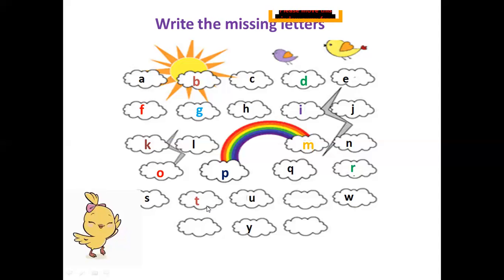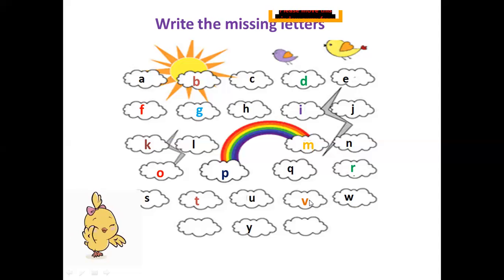And after T, our next letter is U, which is mentioned. S, T, U. But after U, the next letter is missing. Who will tell me what our next letter is? After U, our next letter is V. This is the lowercase letter V.